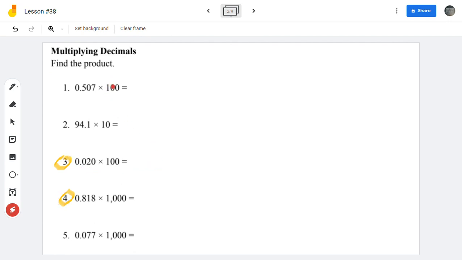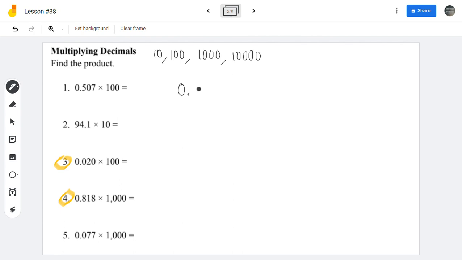If you look at all of these problems, you'll notice that they're all multiplied by powers of 10. Powers of 10 include 10, 100, 1000. You just have to keep adding zeros and that'll be your powers of 10. So I'm going to show you the long way of doing this and the shortcut way when you're multiplying by powers of 10. I'm going to do the long way for number 3.